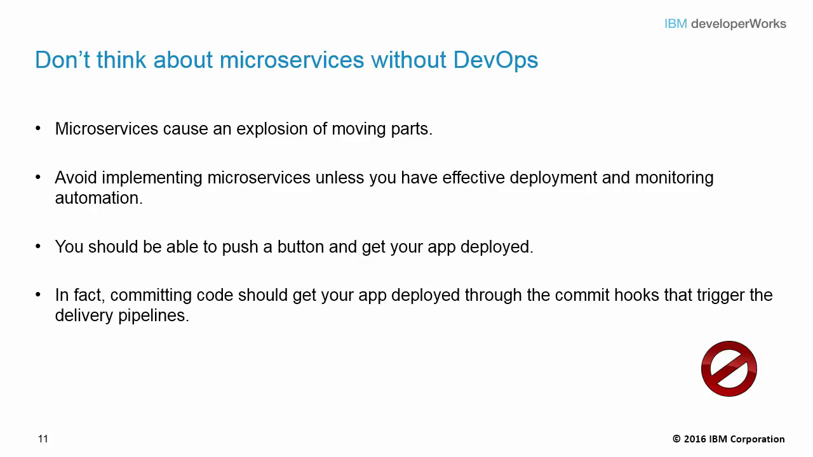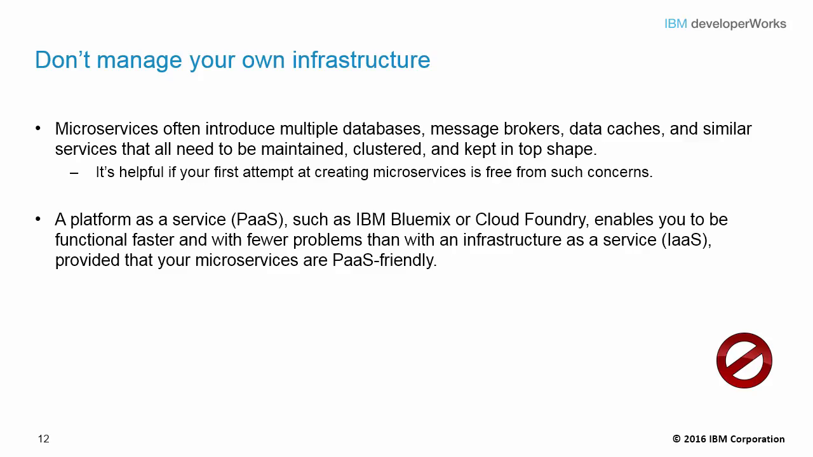Microservices cause an explosion of moving parts. Therefore, it's not a good idea to attempt to implement microservices without serious deployment and monitoring automation. You should be able to push a button and get your app deployed. In fact, committing code should get your app deployed through the commit hooks that trigger the delivery pipelines. Microservices often introduce multiple databases, message brokers, data caches, and similar services that all need to be maintained, clustered, and kept in top shape. It really helps if your first attempt of microservices is free from such concerns.